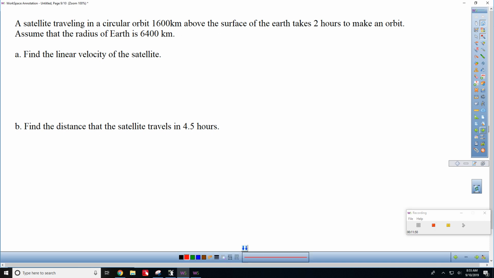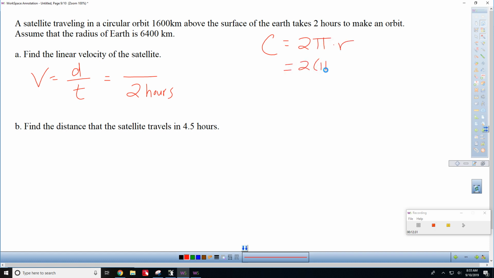A satellite is traveling in a circular orbit 1,600 kilometers above the surface of the Earth. It takes 2 hours to make an orbit. Find the linear velocity of the satellite. All right, so velocity here is distance divided by time. We know that the time is 2 hours. Okay, we need to find the distance. Well, to find the distance, we need to find the circumference. It's 2 times pi times r.